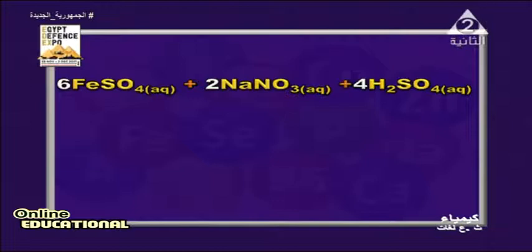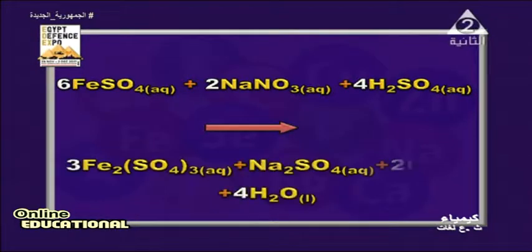So the equation of the reaction: iron 2 sulfate aqueous solution plus sodium nitrate aqueous solution plus sulfuric acid aqueous solution gives iron 3 sulfate and sodium sulfate and nitric oxide gas and water. Here, my dear students, sulfuric acid is an oxidizing agent, so it oxidizes iron 2 sulfate into iron 3 sulfate. And it reacts with sodium nitrate, giving sodium sulfate, and nitric oxide and water are produced.